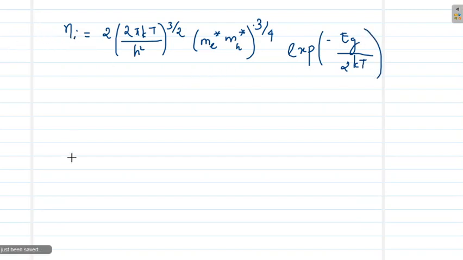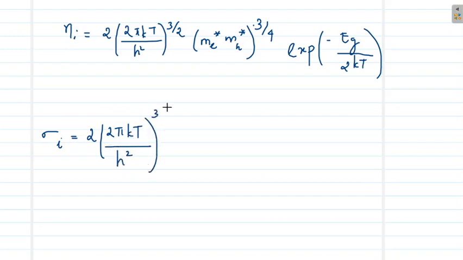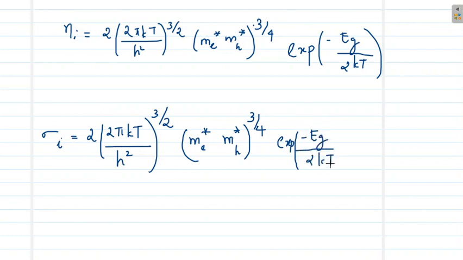Now substituting for ni into the equation for conductivity sigma i, it can be obtained as sigma i equal to 2 into (2 pi kT by h square) whole raised to 3 by 2 into (me star mh star) whole raised to 3 by 4 into exponential of minus Eg by 2kT. Now this will be multiplied by e into (mu e plus mu h).